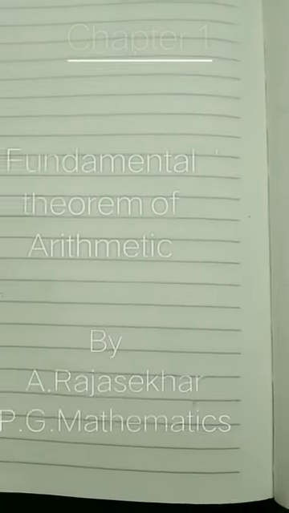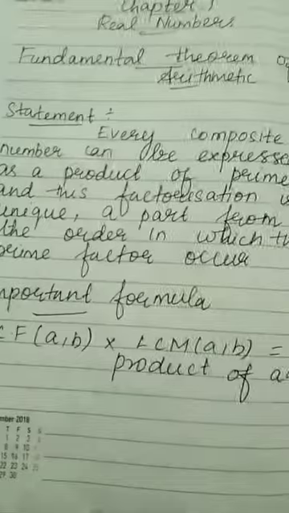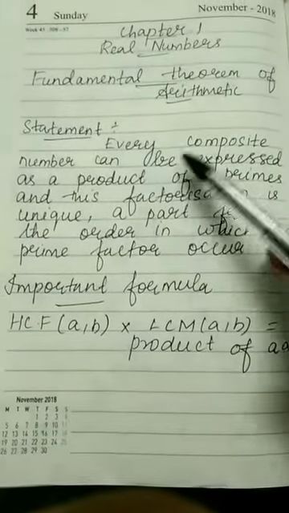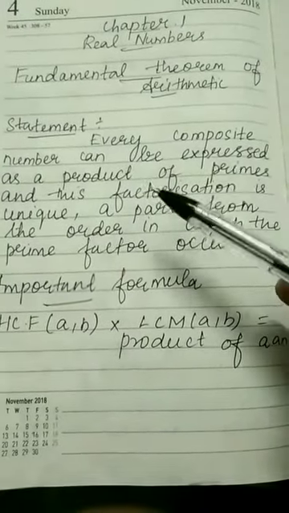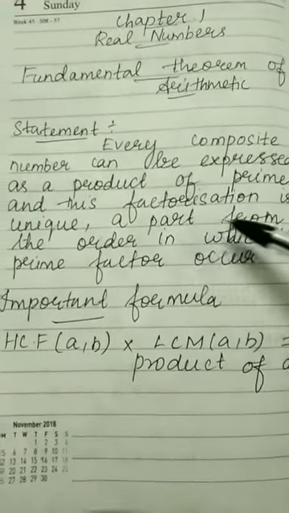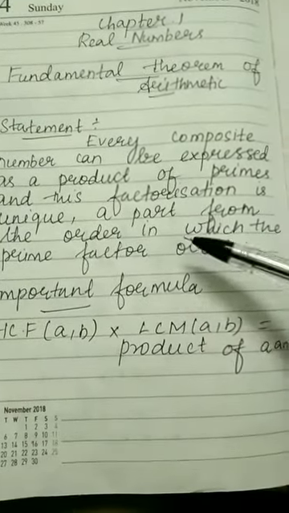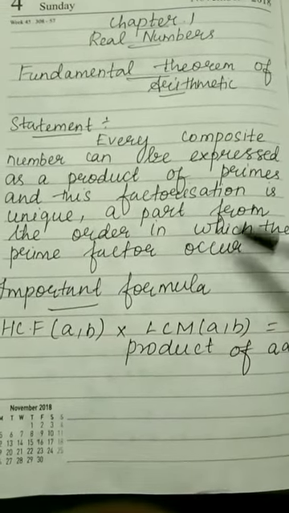Students, today we are going to discuss the topic fundamental theorem of arithmetic. The statement of this theorem is: every composite number can be expressed as a product of primes, and this factorization is unique apart from the order in which the prime factors occur.